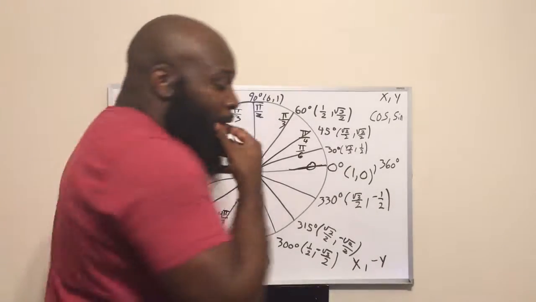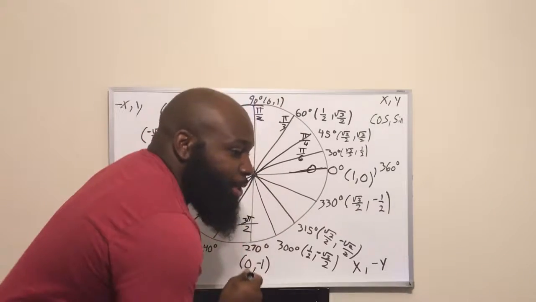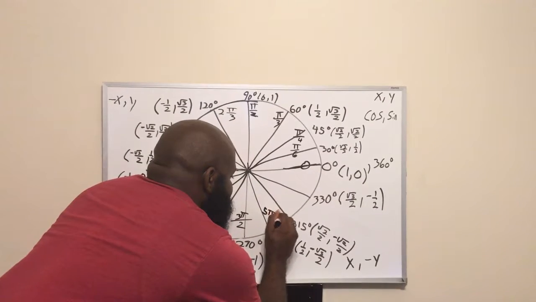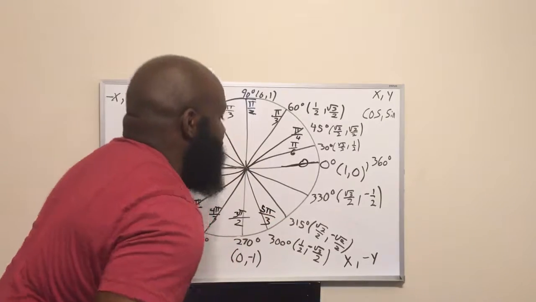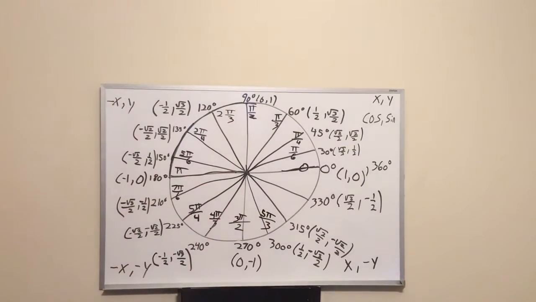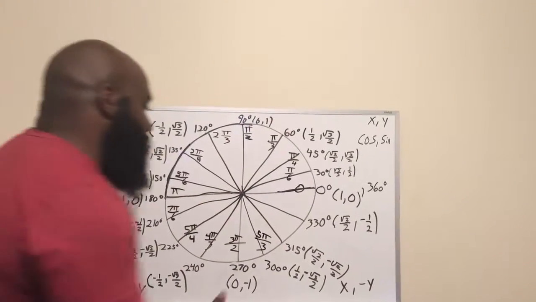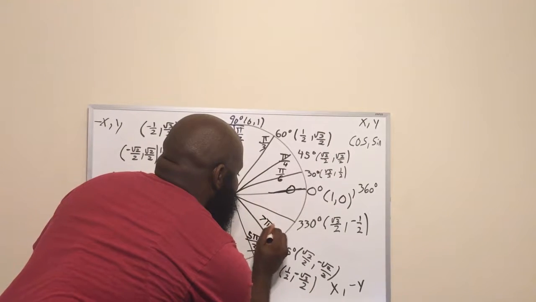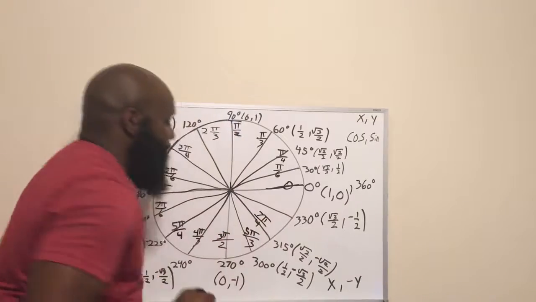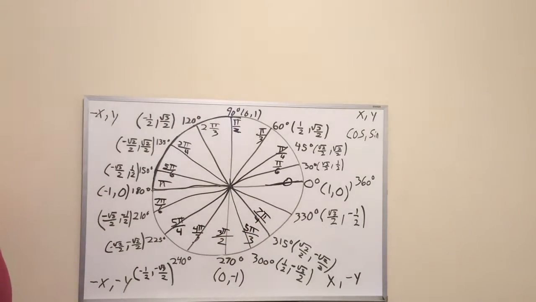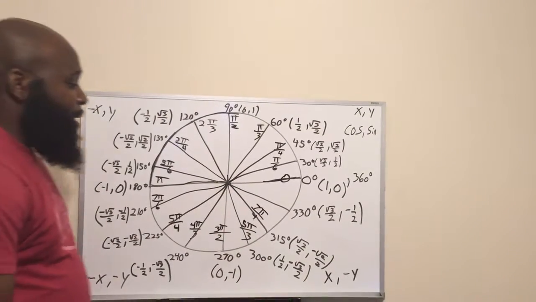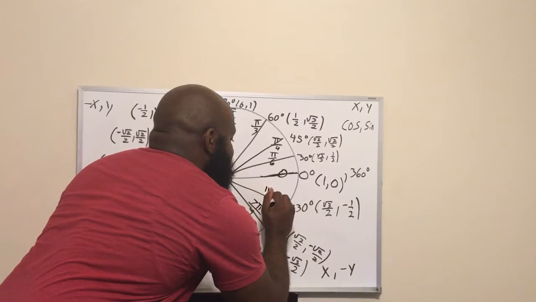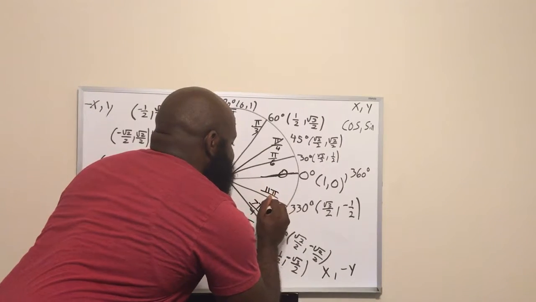And at 300 degrees, we have 5 pi over 3. And at 315 degrees, we got 7 pi over 4. And finally, at 330 degrees, we have 11 pi over 6.